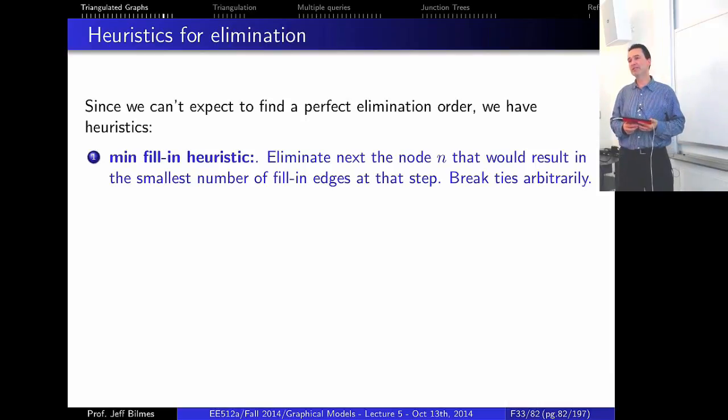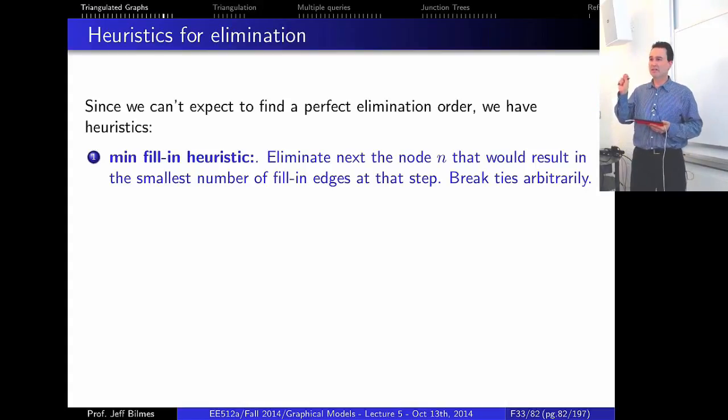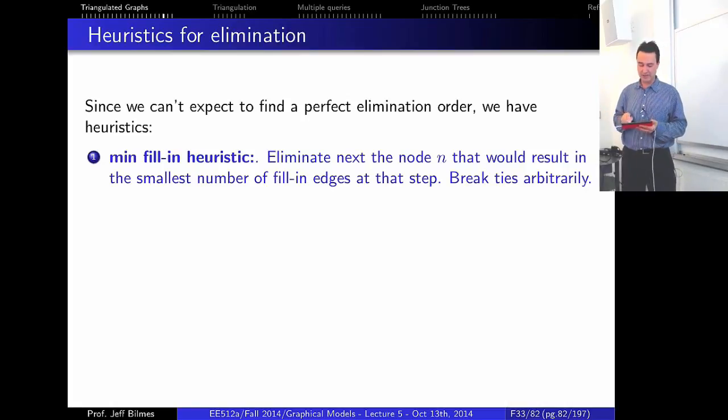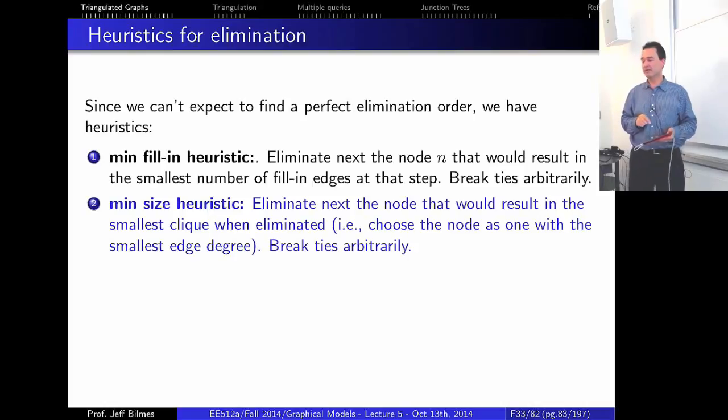In the min-fill heuristic, what looks best is the node that results in the least fill-in. If there's a simplicial node, you would always eliminate simplicial nodes, and you keep eliminating them until you run out. Then you would eliminate the one that results in the fewest additional fill-in edges at that step, where you break ties arbitrarily.